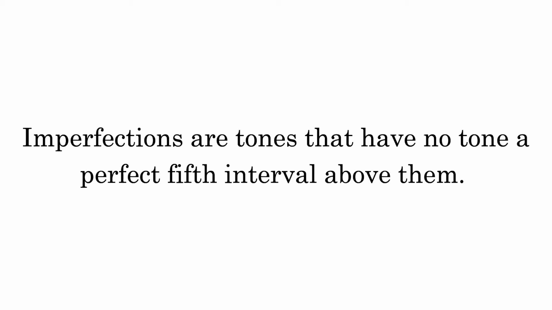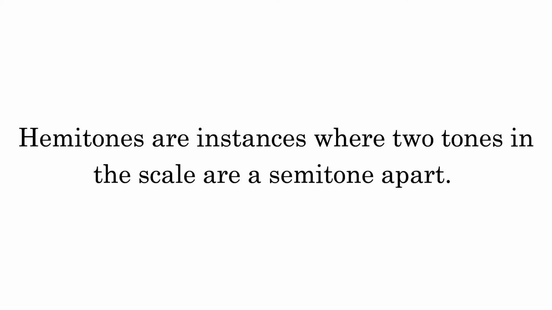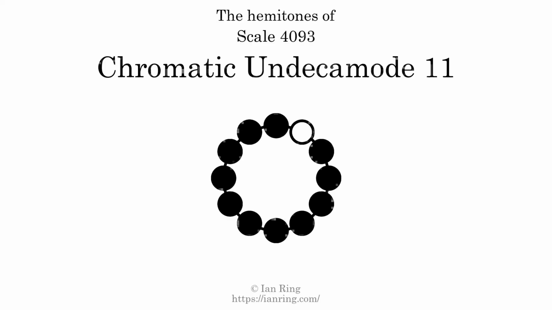Imperfections are tones that have no tone a perfect fifth interval above them. This scale has one imperfection. Hemitones are instances where two tones in the scale are a semitone apart. This scale has 10 hemitones. They are at positions here, here, here, here, here, here, here, here, here, and here.